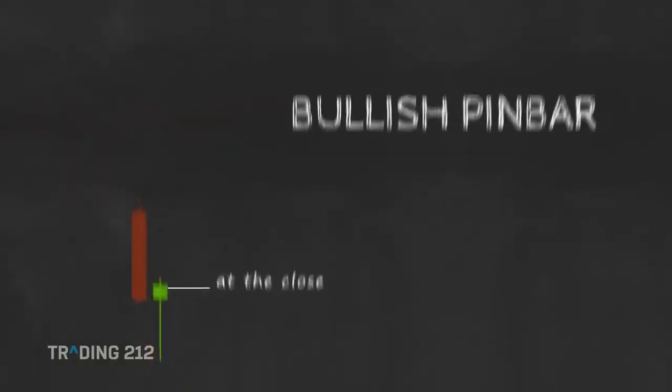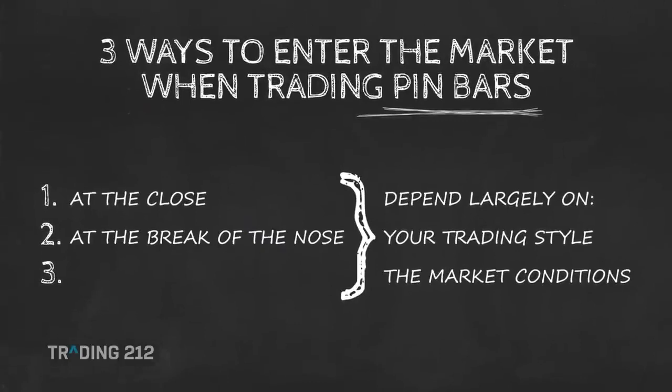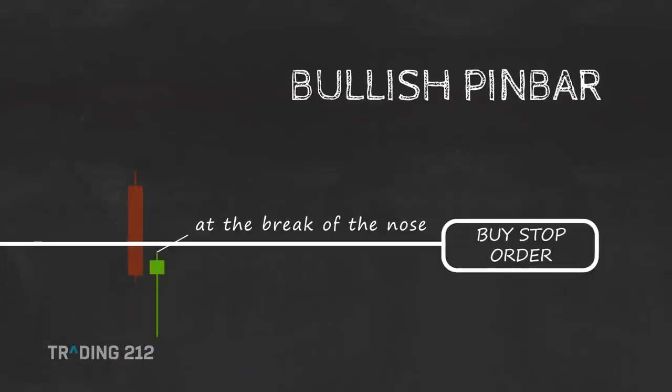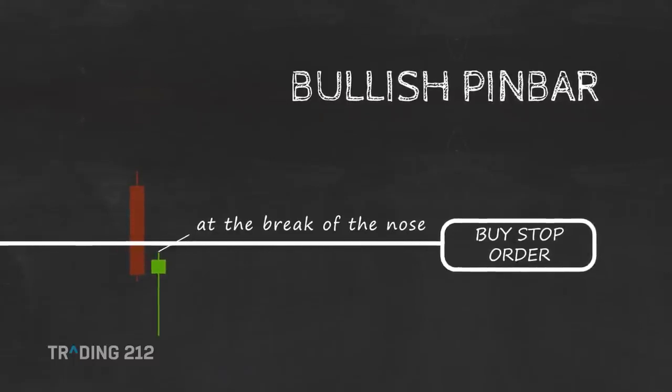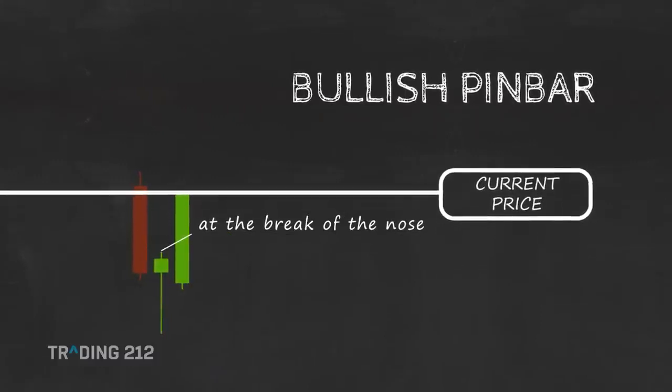The advantage of this entry is that you are sure to be filled and be in the trade. The second is at the break of the nose. To enter at the break of the nose, you would set a buy stop order just above the high of the wick. The idea here is that if the price went up from this close, then you would be filled and in a good position to take advantage of the price upward momentum.